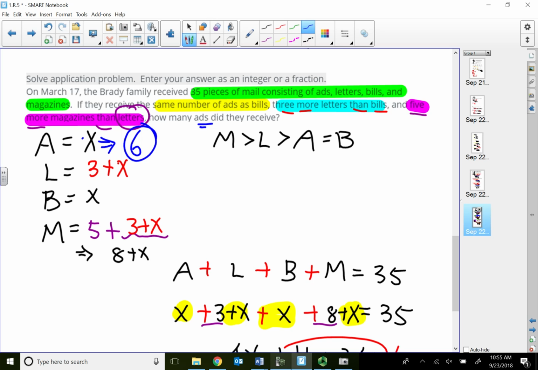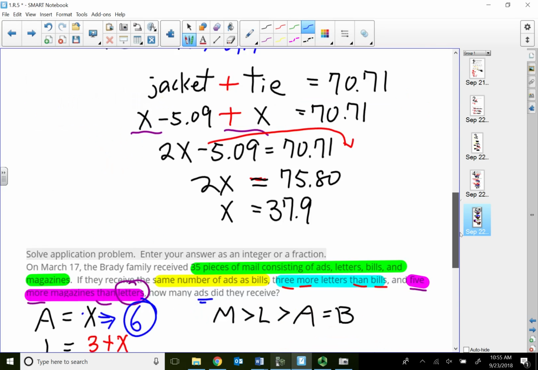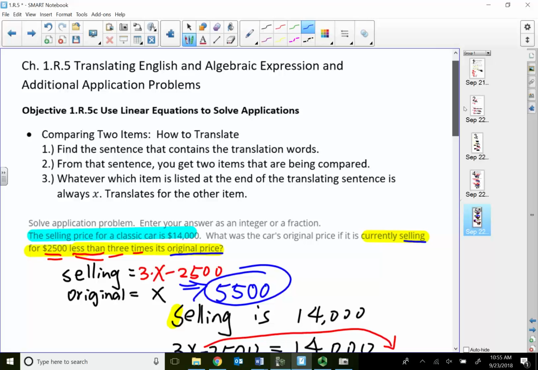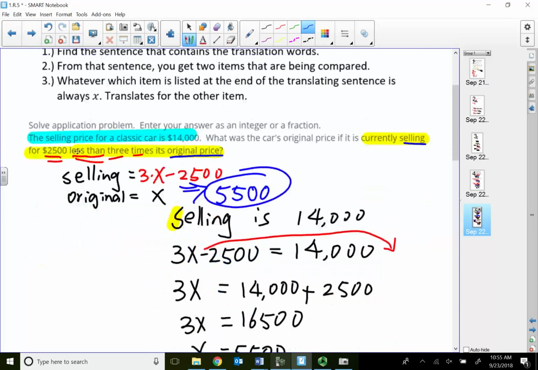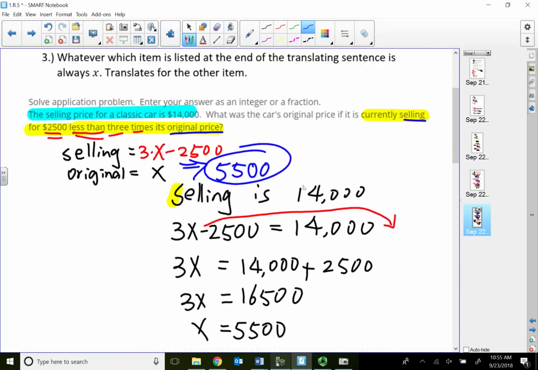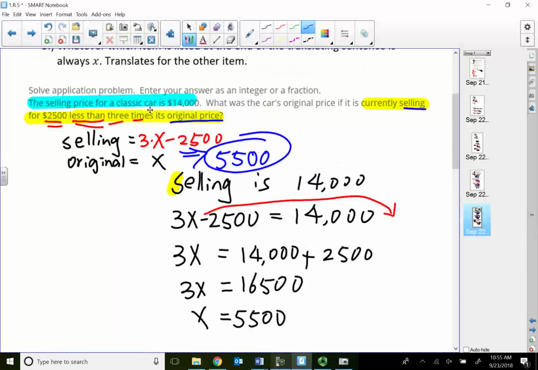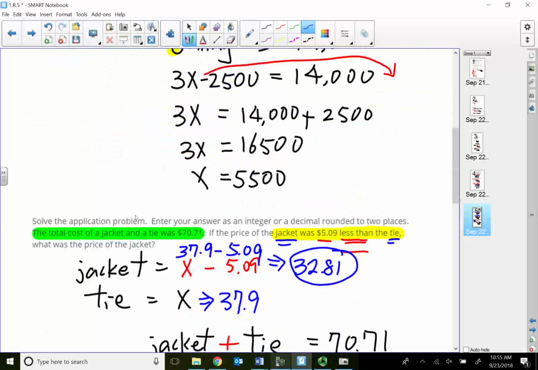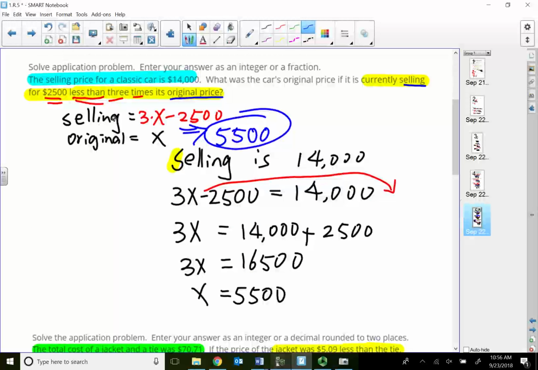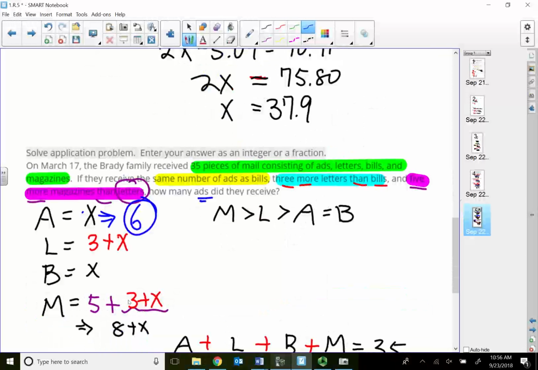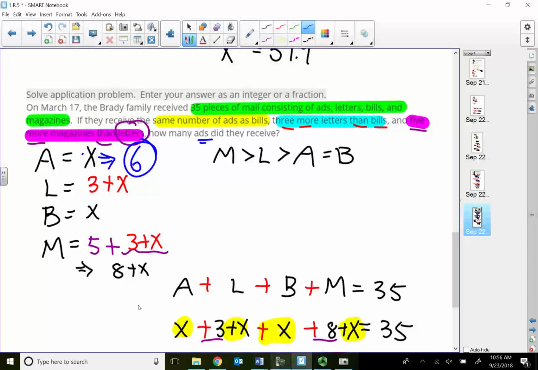So that's a quick example of using linear equations to solve application problems, what Mr. Chen called the comparison problem. Find the sentence that contains a translation word so we know what the two items, or more than two items, being compared are. Once we translate the items, we can write out the equation. And there is a difference between comparing two different items versus more than two items. We assign the variable x slightly differently.